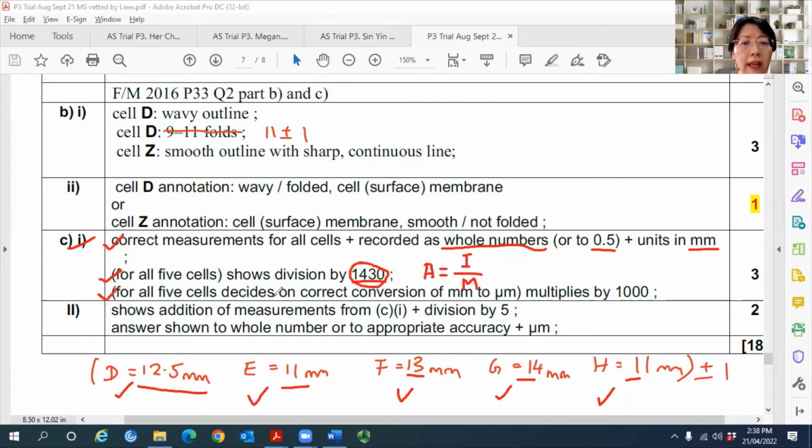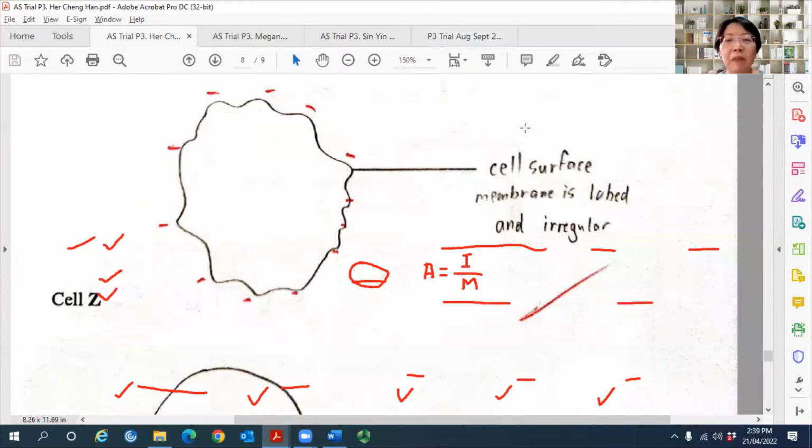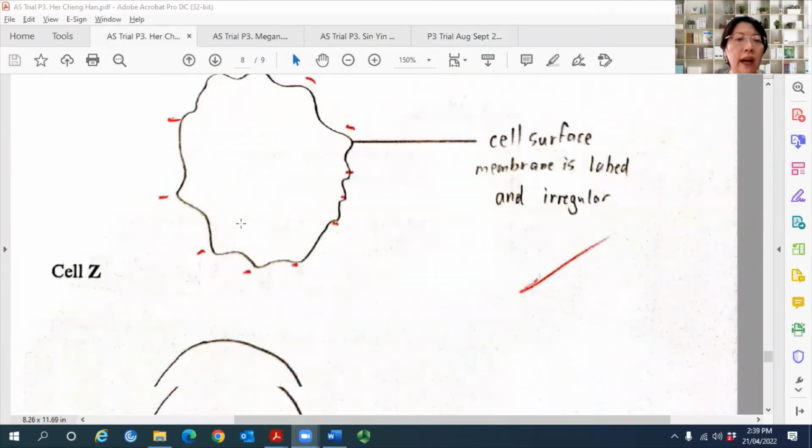For all the 5 cells, decide on the correct conversion from millimeter to micrometer. That means you just multiply by 1000 to get the micrometer. So that's the 3 marking points. Let's see how the 3 students perform, how they write their answers.